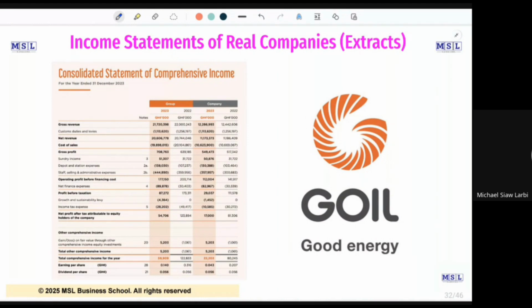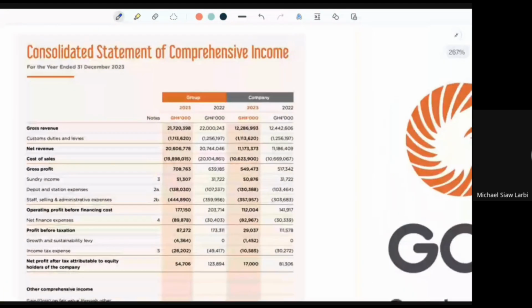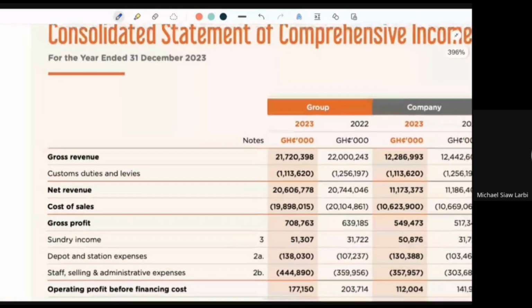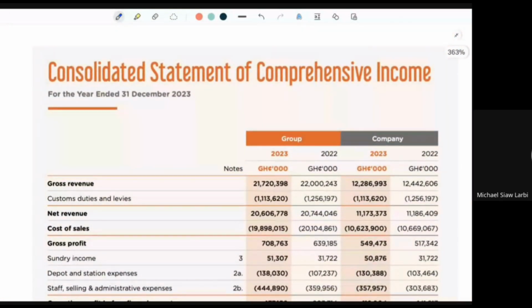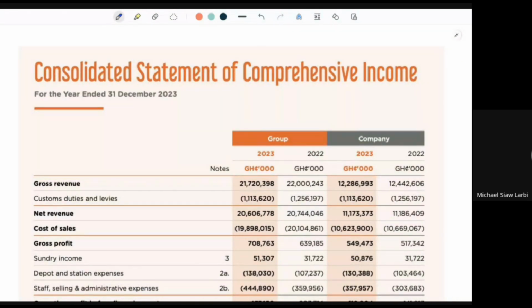So this is GOIL. Everybody in Ghana knows Goil, right? So for Goil, this is their income statement. Once again, you can see it has this. This is their real annual statement, right? Like I said, their actual from their annual report. So here we have, sometimes they'll show you group and company. Group is like the entity and other related entities within a group of companies. So that will be called the consolidated numbers. As you can see, consolidated. It's always bigger than the company one because there'll be other entities also added to this.